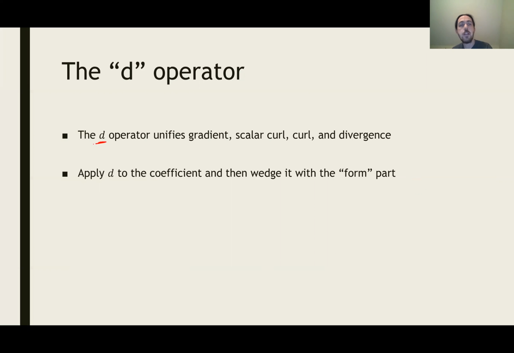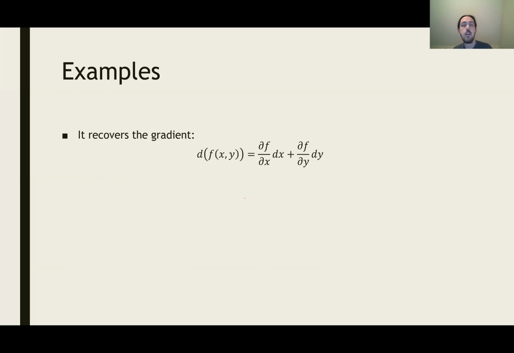And this d operator that we started to use unifies things. It unifies gradient, scalar curl, and divergence. And the way we apply it is we apply d to the front part and wedge it with what's left over. So d of a function of two variables, for example, is basically just its gradient. It's the x derivative times dx plus the y derivative times dy.